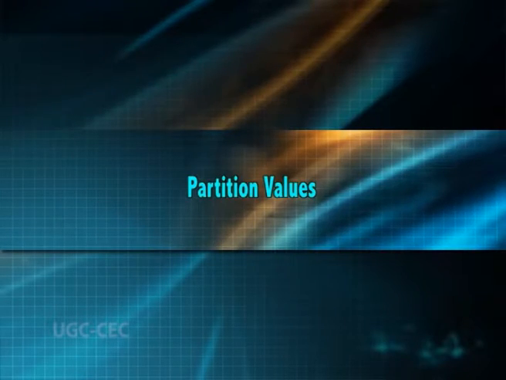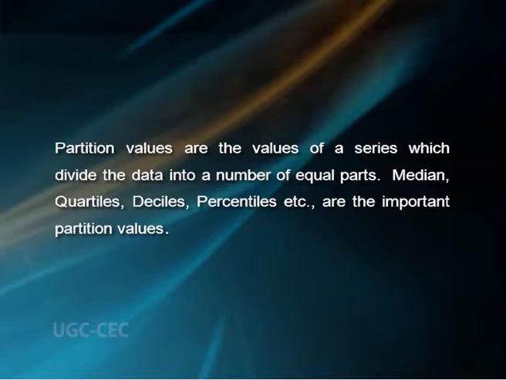Partition values. The basic purpose of all the measures of central tendency discussed so far was to know more and more about the characteristics of a data set. Another method to analyze a data set is by arranging all the observations in ascending order of their magnitude and then dividing this ordered series into more parts of equal size. Partition values are the values of a series which divides the data into a number of equal parts.